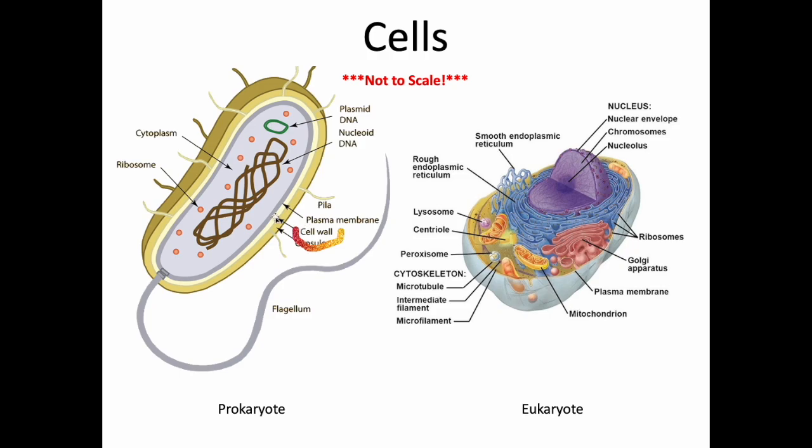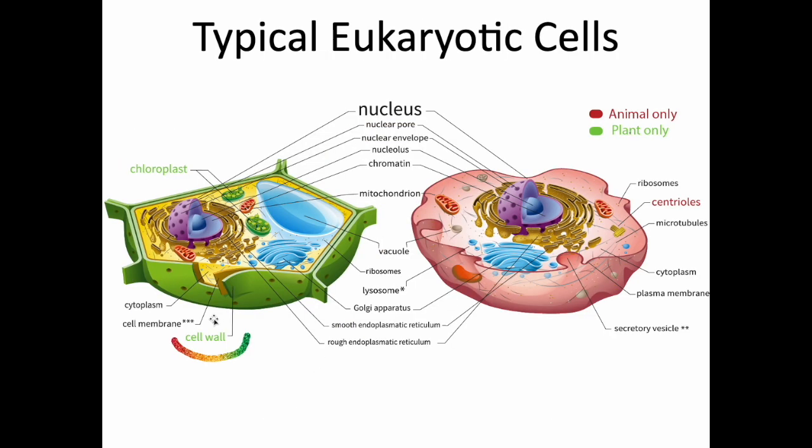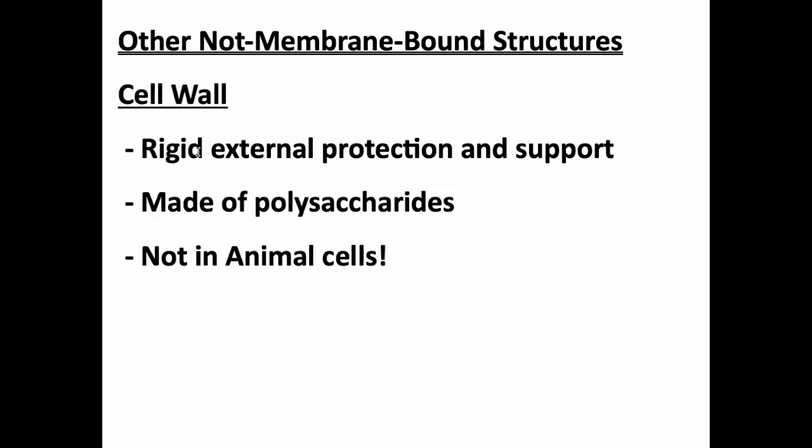Although, interestingly, I can go back to this: prokaryotes actually have a cell wall. Bacteria actually have a cell wall. So I don't want to call this plant only. I want to call the cell wall not in animals. So prokaryotes have a cell wall, plants have a cell wall, animals do not have a cell wall. So here's how I'm going to phrase that.